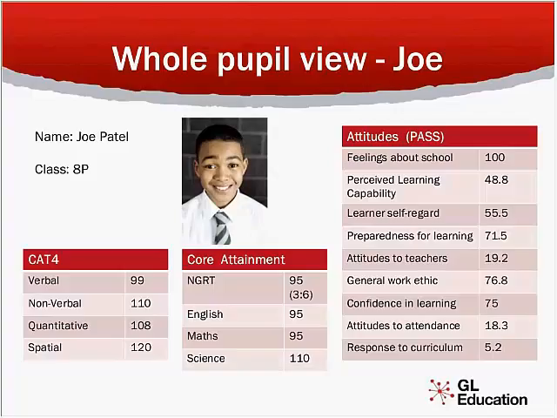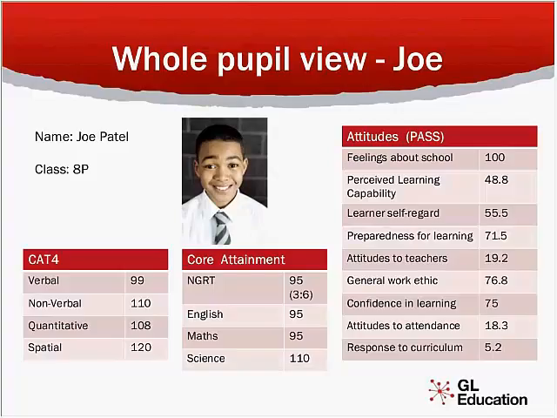Joe may appear to be a little bit disorganised perhaps at times. He may be a student who forgets pen, pencil, his book. He may appear to daydream in lessons. These are just common characteristics of a more spatially biased student.